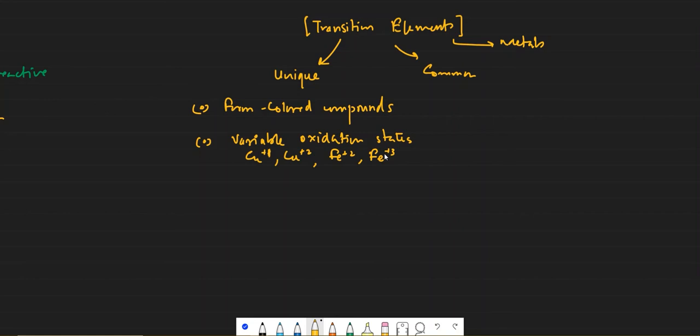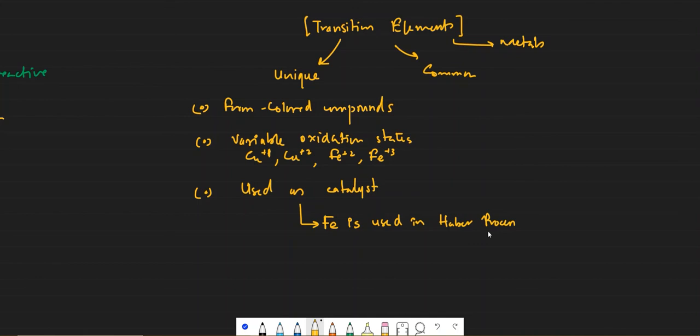Okay. And the last unique property is that they are used as catalysts. Now you're going to remember it anyway. We are going to discuss it when you study organic chemistry and some other chapters of the like. Iron is a transition element. It is used in Haber's process, which is used to make ammonia.